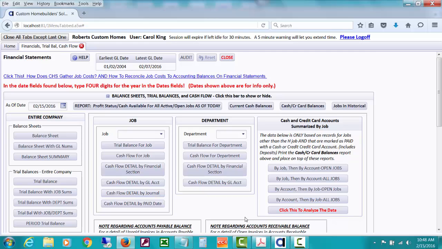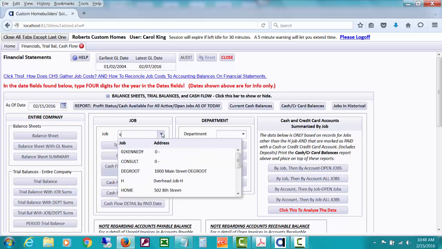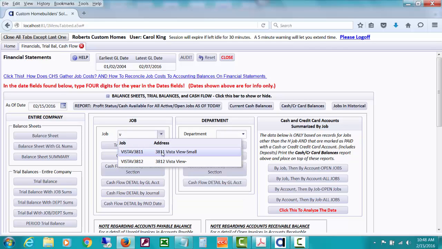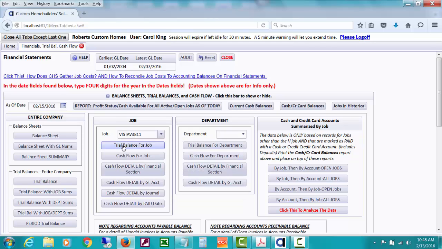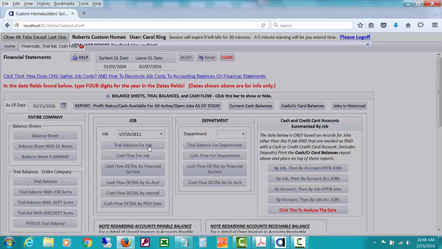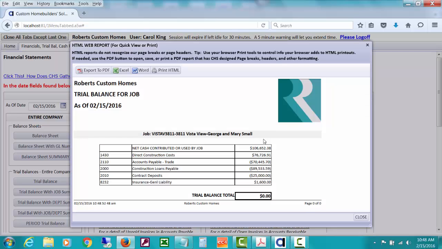The other thing is, I've had a demo job. I've just been posting some things to this demo VistaView job, and we'll take a look at it. In this section, I can select a job, and then I can do a little trial balance that is just for that job. It will show you how much net cash has been contributed, and we'll see that on a cash flow report here in a minute.